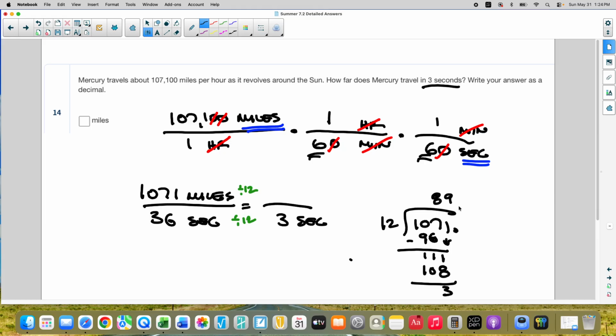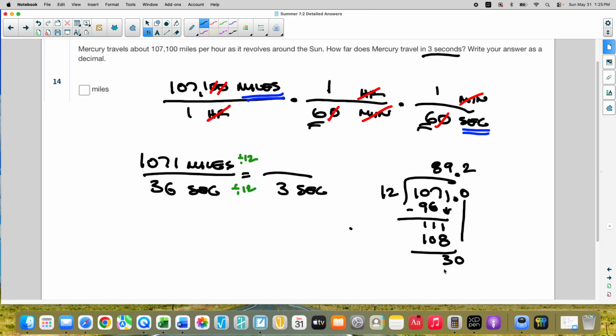My decimal point. Add a 0. I mean, do we want to add a 0 or do we want to just leave it, write your answer as a decimal? Oh, a decimal, yeah. So I'm going to keep going. So 12 goes into 30 2 times. That's 24. I'm going to add a 0. 12 goes into 60 5 times. So there's my decimal answer. So it's 89.25 miles for every 3 seconds.